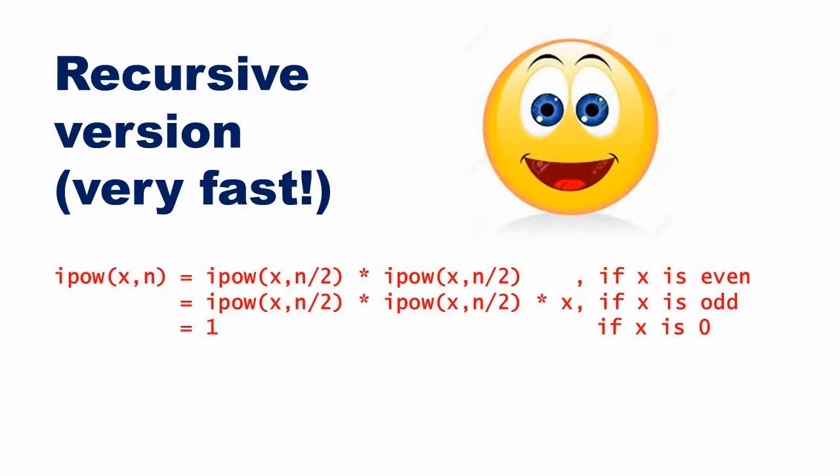Or you can create a recursive version. It is based on this recursive definition, where you find the nth power by finding the value of the n by 2 power. This is the recursive definition, which is extremely fast.